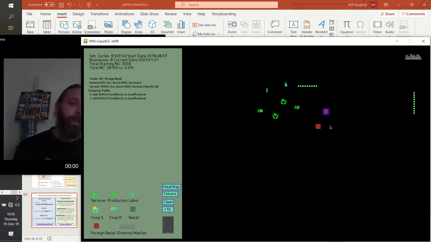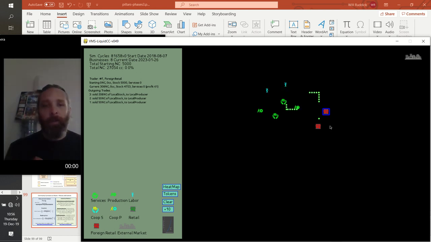Where does your money come from? Okay, it's coming from the city over here. And where does your money go? Well, it goes to buying imports. Where do those imports come from? Back from the city. So you get this loop of currency moving like this.